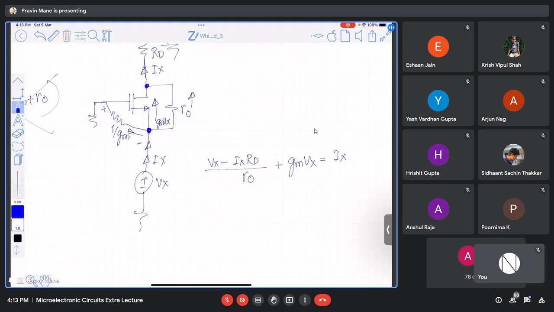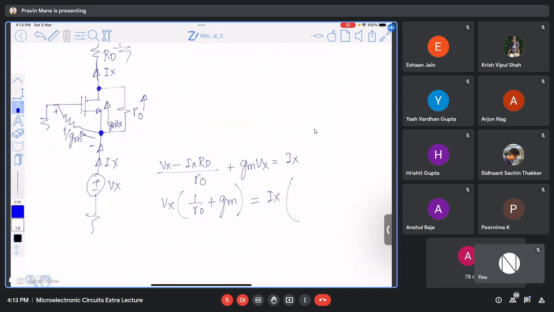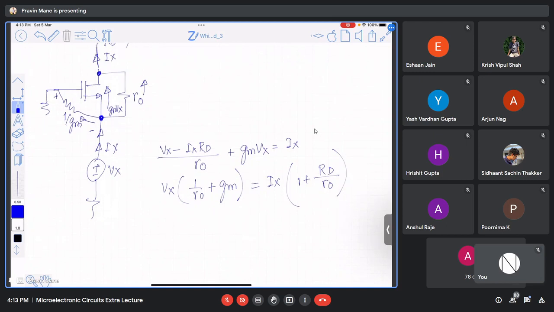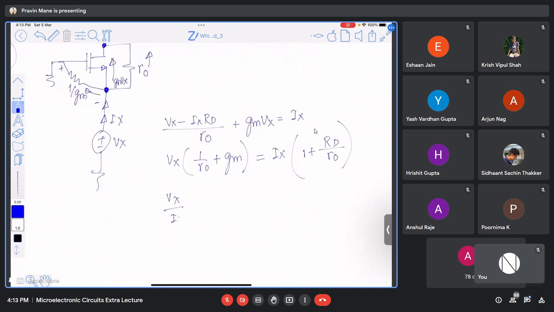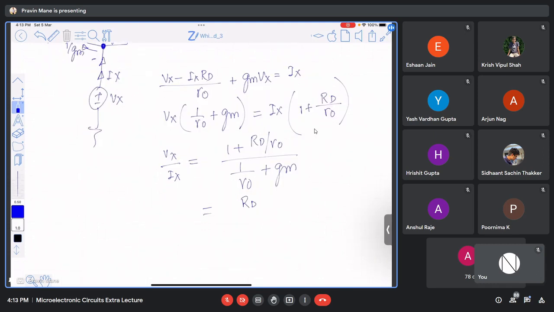Now Vx related terms, if I take 1 upon RO plus gm on the other side, Ix in bracket 1 plus RD by RO, right? So what is Vx by Ix now? 1 plus RD by RO divided by 1 by RO plus gm. So what is the value you are getting here? RD plus RO divided by 1 plus gm RO.